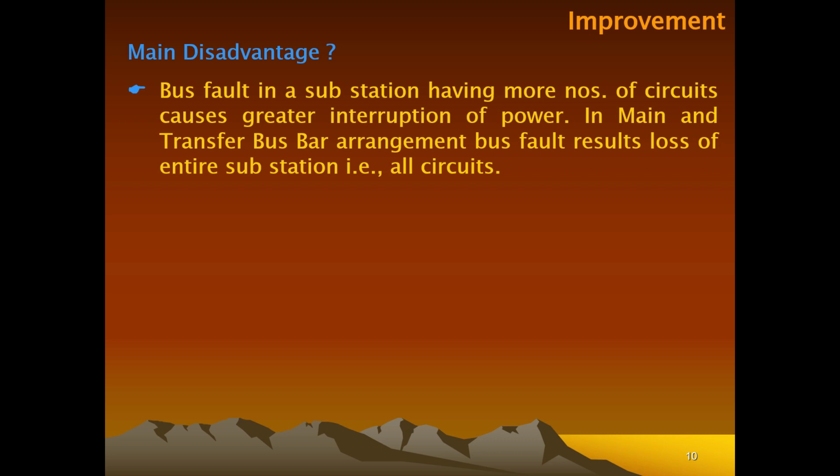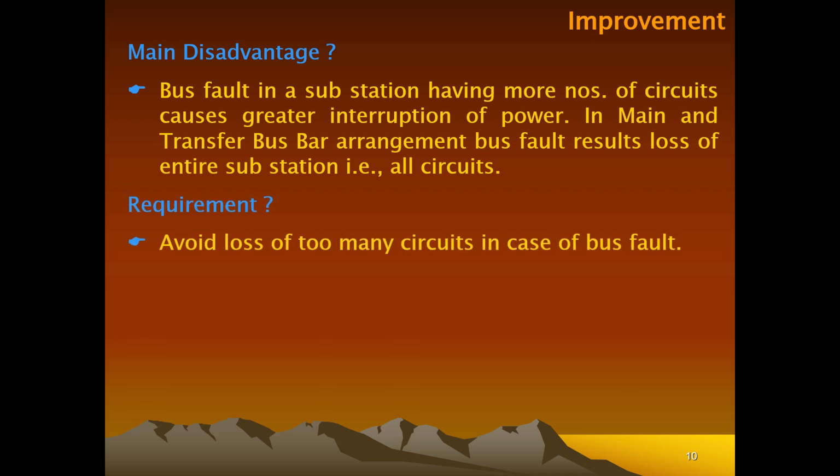Here we see that if there is a fault on the bus bar, there is a large scale interruption of power flow in the system. So in the main and transfer bus bar arrangement, a bus fault results in loss of the entire substation, that is all circuits. The requirement is to avoid loss of too many circuits in case of a bus fault. What we want is that in case there is a fault on the bus bar, we don't want multiple outages. We don't want the entire substation to get tripped. We want minimum outage in case of a bus bar fault.